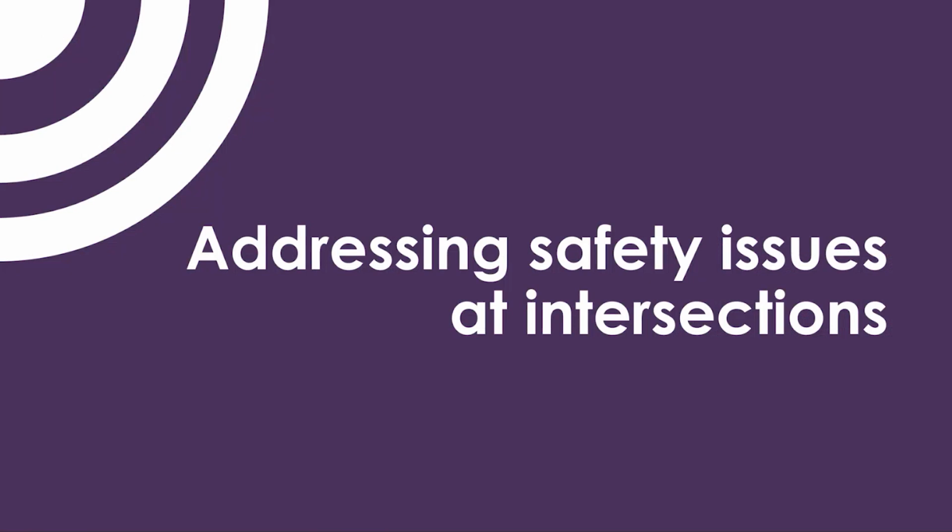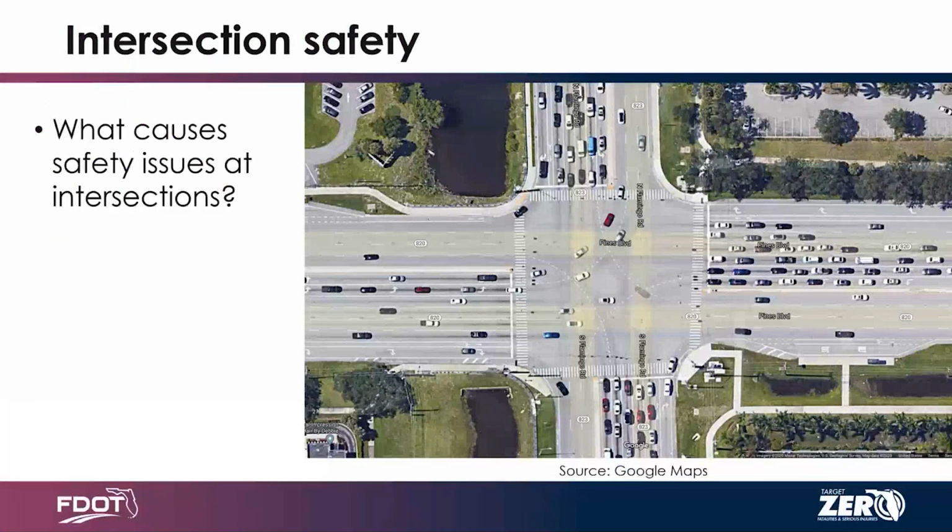And so, to understand what countermeasure or countermeasures we should implement, we really need to understand the safety issue at an intersection. So, a question I'd like to ask the group is: what causes safety issues at intersections? I have a picture of a pretty complex intersection, and I just want to see what everyone thinks can potentially cause a safety issue at an intersection like this, or just any intersection.